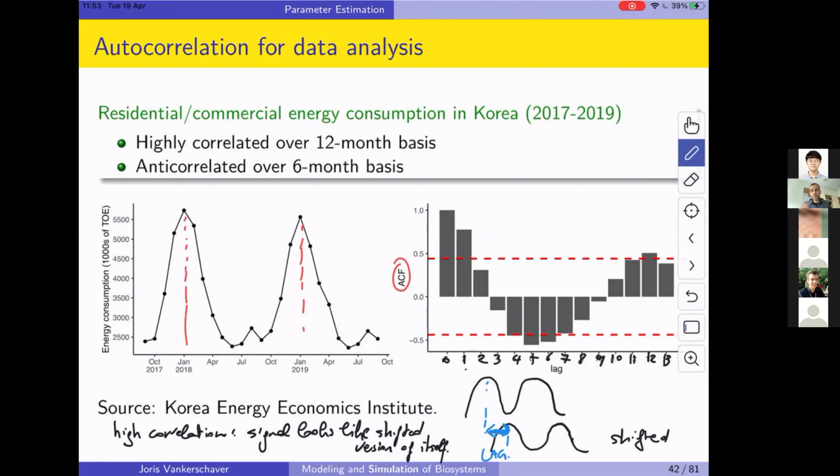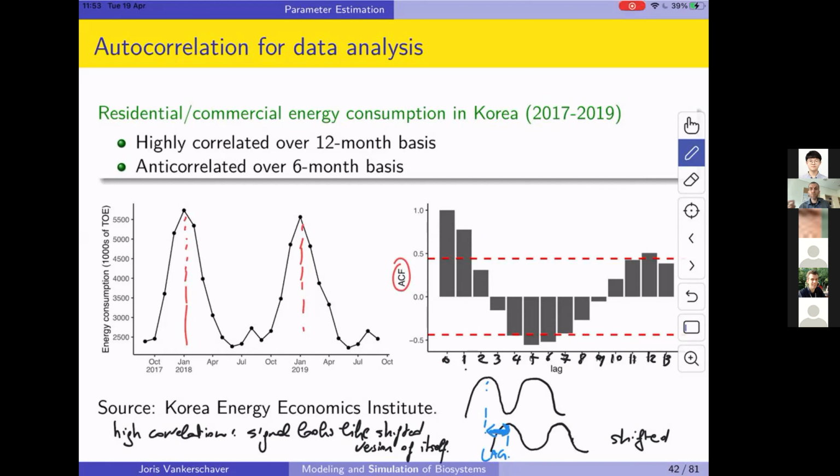Lag 1, so offset by 1 month, looks like the original signal, but not as much as an exact copy. So the correlation is already a bit lower. And then the more we shift and the more we compare 2 months, 3 months, the less correlation we have, until finally at 3 months, the correlation starts becoming negative and then decreases until 5 to 6 months. And here the correlation, the autocorrelation, is very negative.